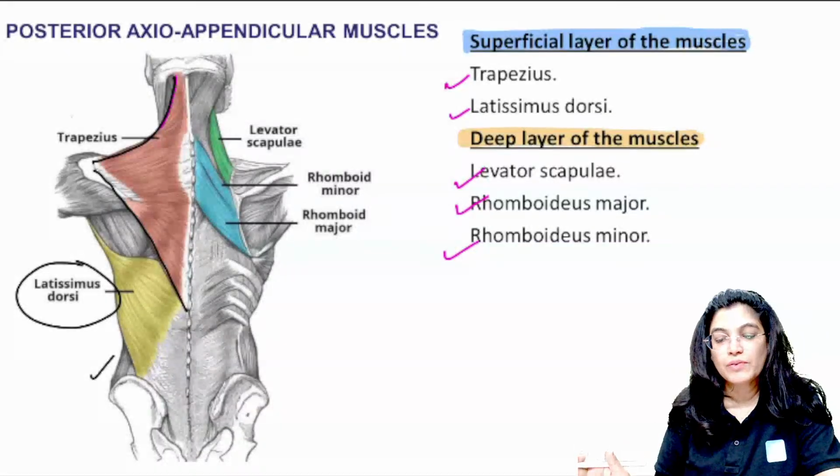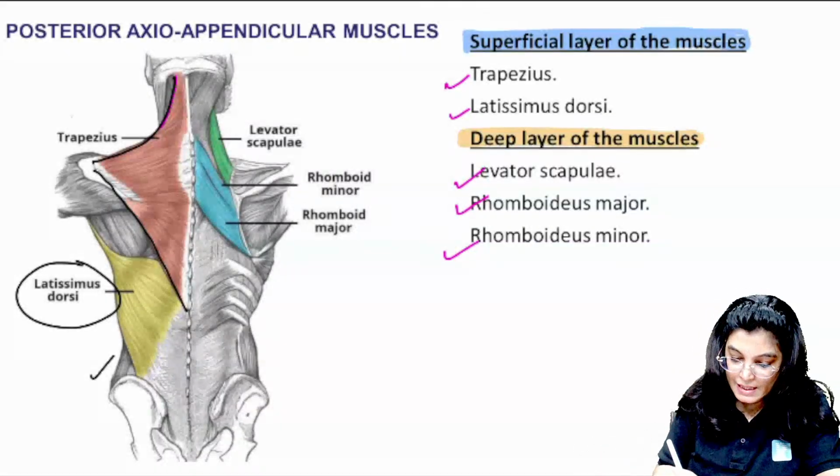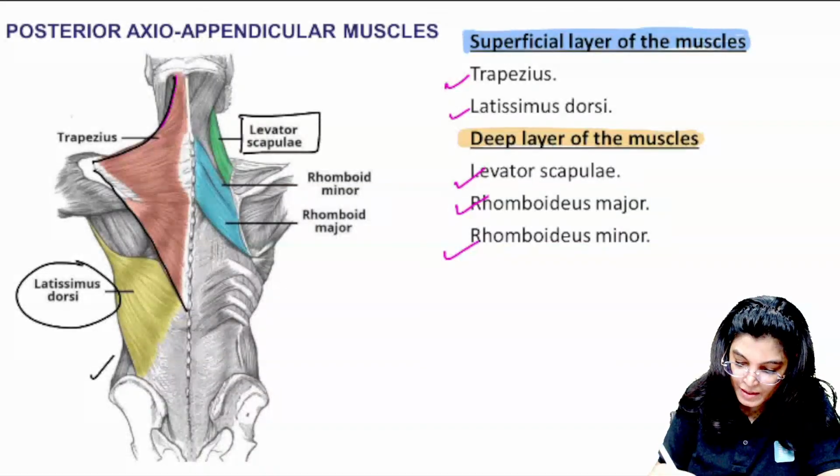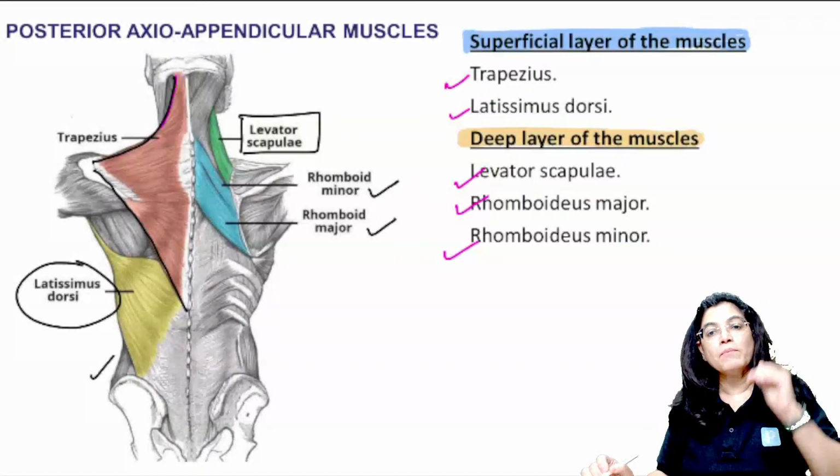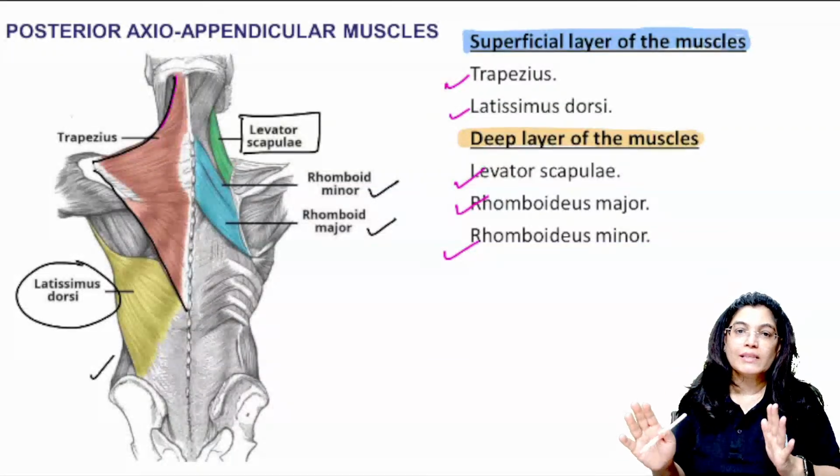Then we will have the levator scapulae muscle, then rhomboid minor and major. Always remember, minor will be above and major will be below. One by one, I will discuss the attachments.